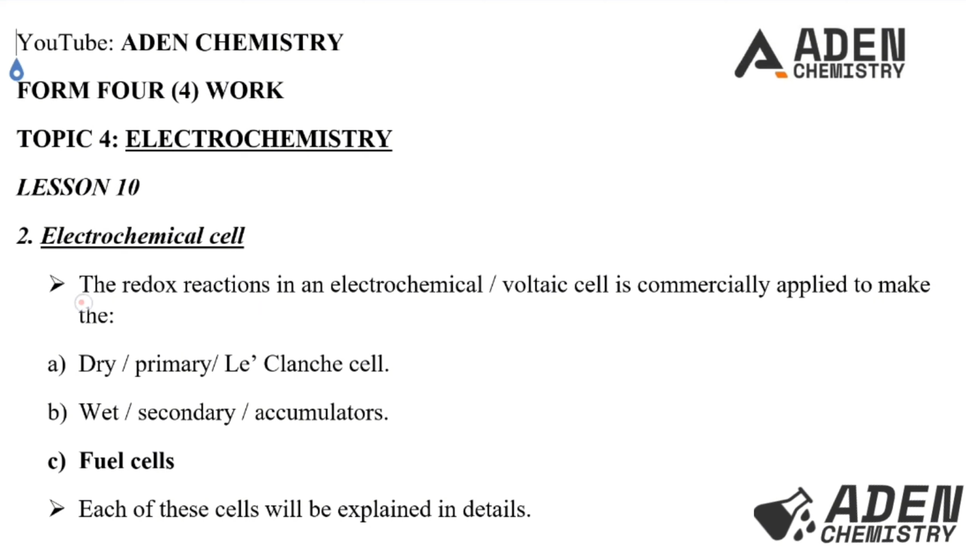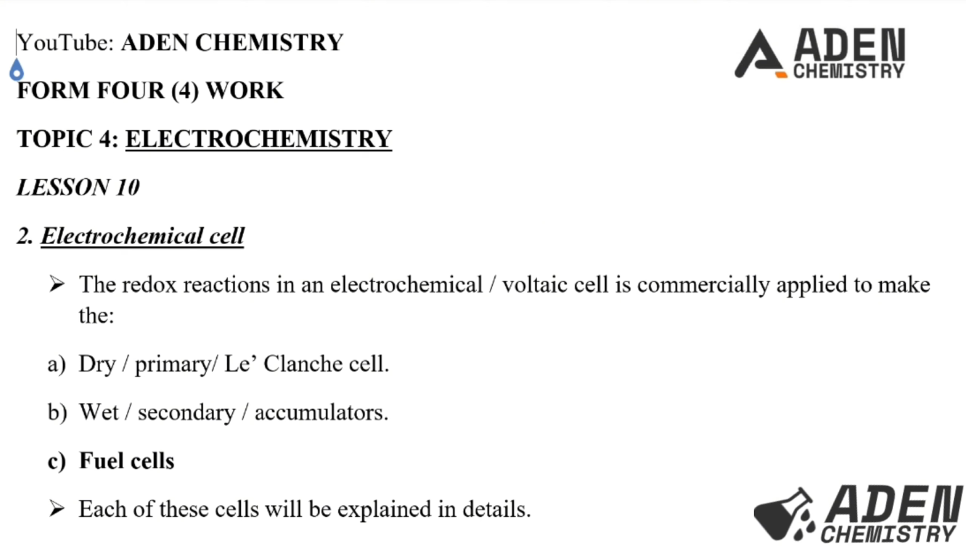Previously, we were dealing with the application of electrochemical cells, or voltaic or galvanic cells. We said the redox reaction in an electrochemical cell is commercially applied to make the following. Part A, dry cells, which we refer to as primary cells. A good example is the Leclanché cell. But B, we had the wet cells, which are also referred to as secondary cells, known as accumulators. And the good example that we picked there was the lead acid accumulator.